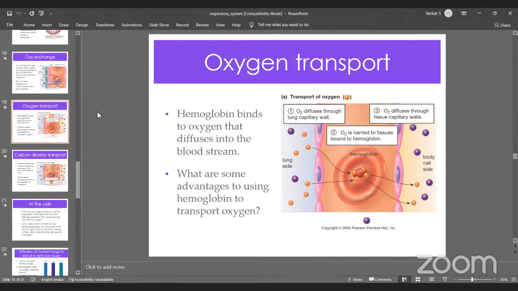The next one, oxygen diffuses through tissue capillary walls. The hemoglobin binds to oxygen that diffuses into the bloodstream. The next question: what are some advantages to using hemoglobin to transport oxygen?